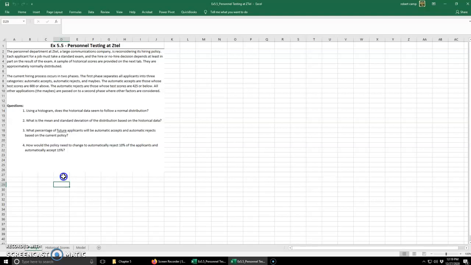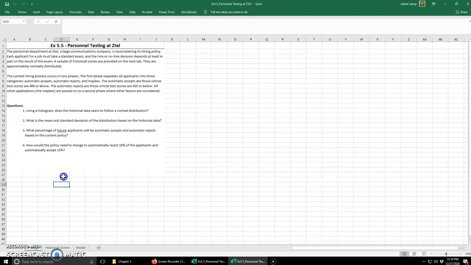The current hiring process occurs in two phases. The first phase separates the applicants into three categories: automatic accept, automatic reject, and maybes. Automatic accepts are those who score 600 and above. Automatic rejects are those who score 425 or below. And then all the maybes go to a second phase where some other factors come into play.